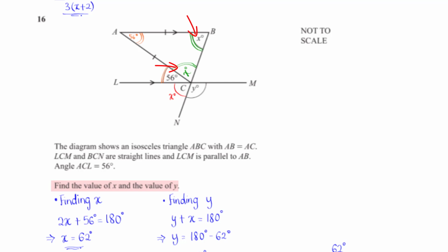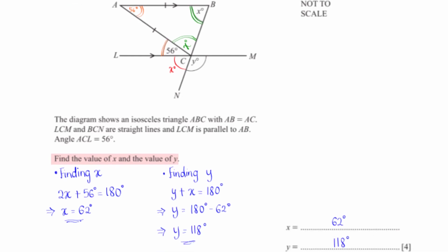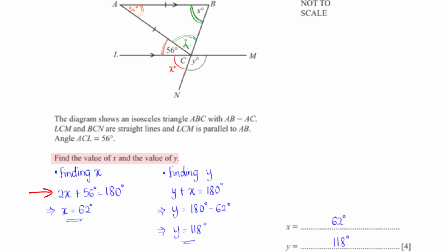Base angles in an isosceles triangle are equal, and so if this side is x degrees, then it means that this side is also x degrees. So now we have 2x plus 56 degrees is equal to 180 degrees. This simplifies to give us the value of x as 62 degrees. These two angles are corresponding angles, and so that means that this angle is also equal to x degrees.